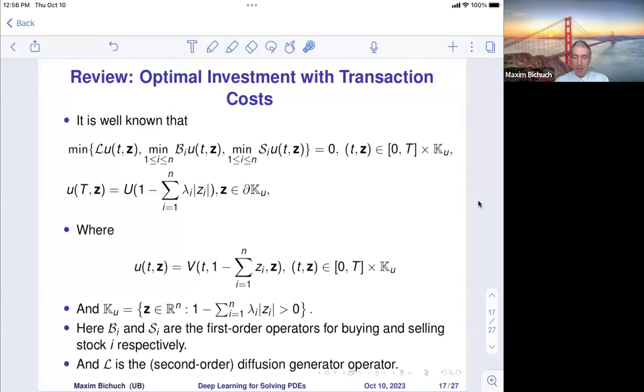And so if we make this change of variables from the original value function V to the reduced value function U, then this reduced value function will satisfy this HJB equation, where the operators L, B_i, and S_i are again related to the classical operators. The B_i and the S_i are going to be first order operators for buying and selling stock i, respectively. These are going to be nice operators. L is going to be a little bit more problematic. This is going to be the second order diffusion operator that comes from the generator, basically.